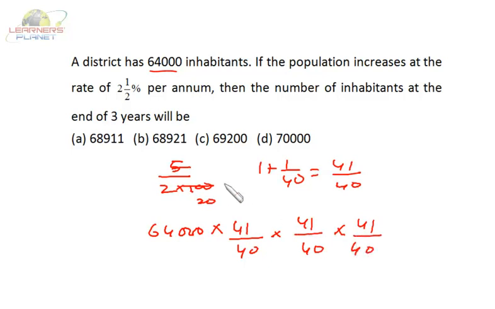Okay, I hope you are getting this point, why I have done 1 plus 1 by 40. Since the population is increasing by 1 by 40 every year, that means 1 plus 1 by 40 is the new population, which is 41 by 40. Okay, so 41 by 40 of first year is second year, and 41 by 40 of second year is the third year.